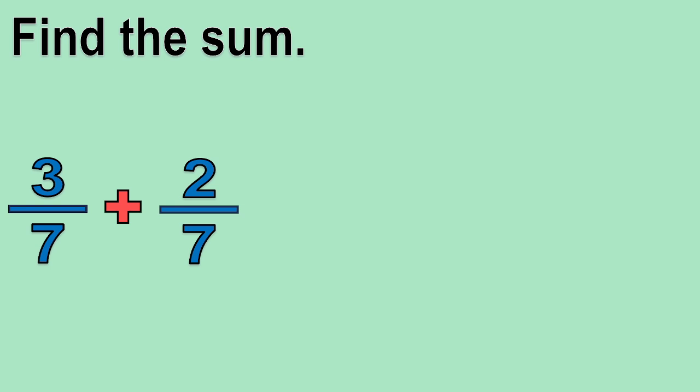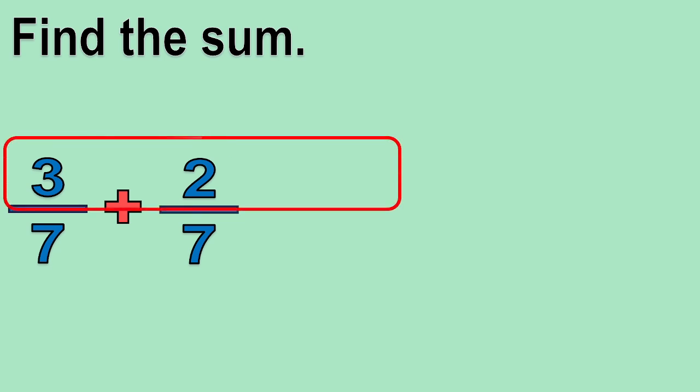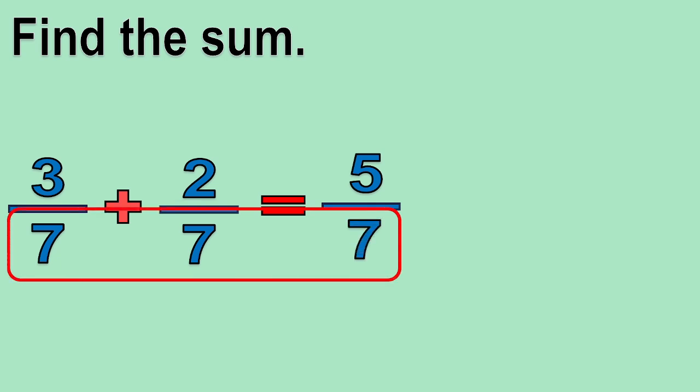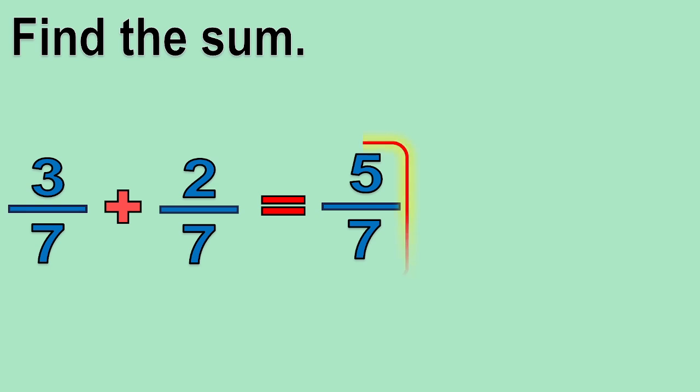Let's answer this. Find the sum. 3/7 plus 2/7. First, add the numerator. We have 3 plus 2 equals 5. Then, copy the denominator 7. Since 5/7 is already the lowest term, then 5/7 is our final answer.